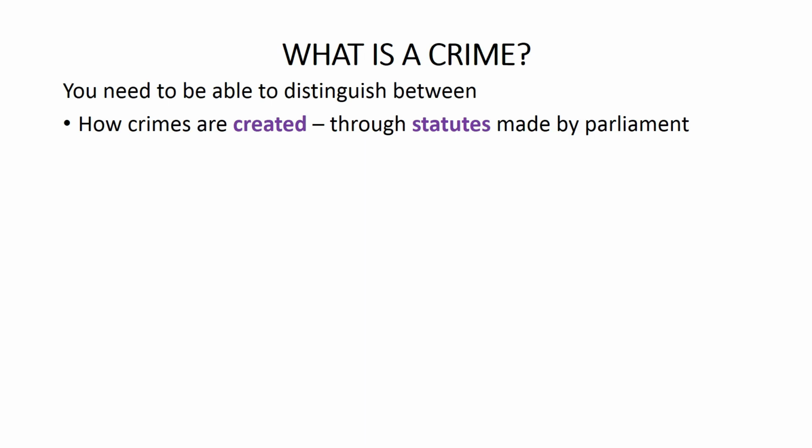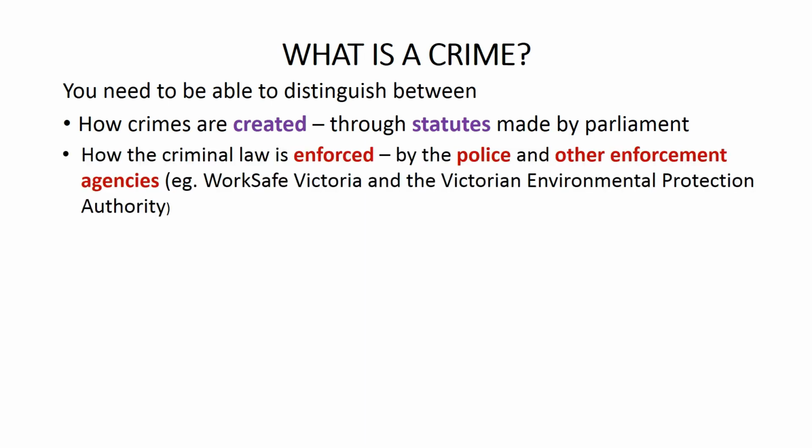The second aspect of the criminal justice process is how the criminal law is enforced. The police obviously have a major role in the enforcement of the criminal law. That is, they investigate crimes, arrest suspects, and charge those suspects. However, there are also other agencies that enforce the criminal law. For example, WorkSafe Victoria investigates and lays charges against employers who breach Victorian laws about occupational health and safety. The Victorian Environmental Protection Authority investigates and lays charges against people who breach Victorian laws that prohibit people from polluting the environment.